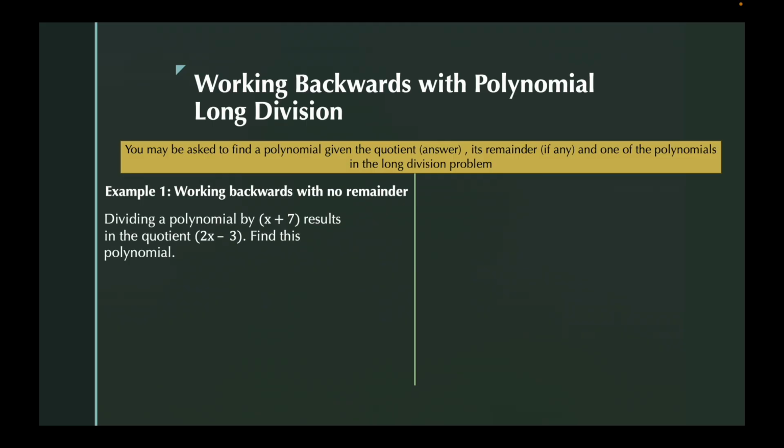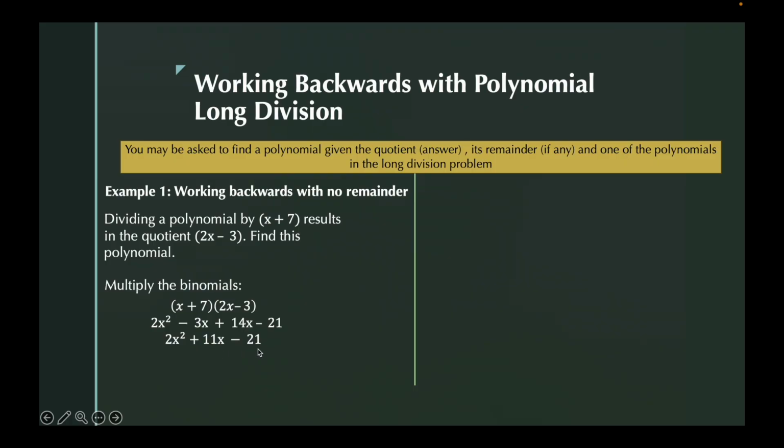Dividing a polynomial by x plus 7 results in the quotient 2x minus 3. Find the polynomial. So you're finding the dividend. You're finding that big polynomial. And you're given the answer and you're given the binomial that is being divided by. So all you have to do in this case is just multiply the binomials. Again, you're doing binomial multiplication, and if you're using the foiling method, you can do it here, obviously. So you get 2x squared minus 3x plus 14x minus 21, which is 2x squared plus 11x minus 21.